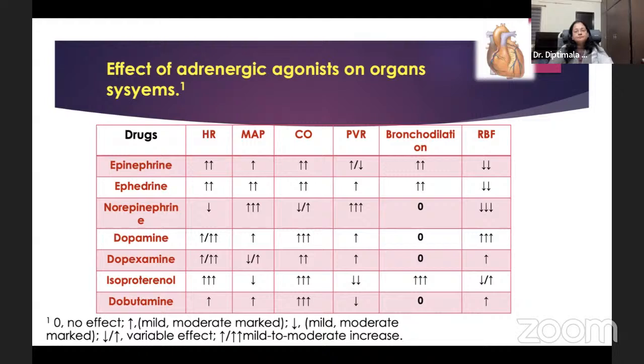Dopamine will increase the heart rate, increase the mean arterial pressure, increase cardiac output, increase peripheral vascular resistance, and it will increase the renal blood flow. Dobutamine will increase the heart rate, mean arterial pressure, and cardiac output, even renal blood flow, but it will decrease the peripheral vascular resistance.